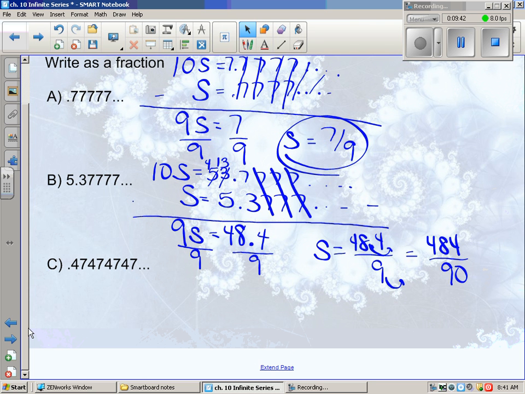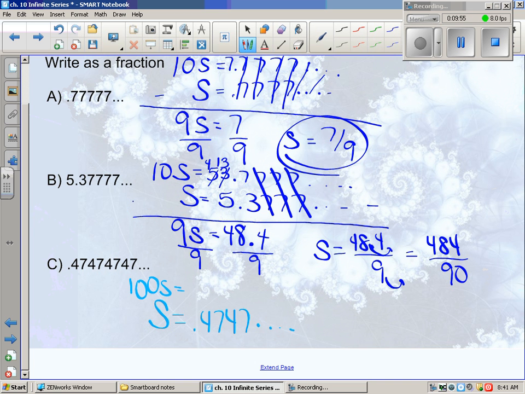Good, Jaquise. She said you're going to write 100s. You absolutely are. You've got s equals 0.4747, and so on. We're going to multiply. Why did you choose 100? If you think about it in terms of the subtraction, what we want is for these to line up. If you only multiply by 10, do you understand that they'd all be offset? You'd have 7 minus 4 and 4 minus 7, and you'd be off.